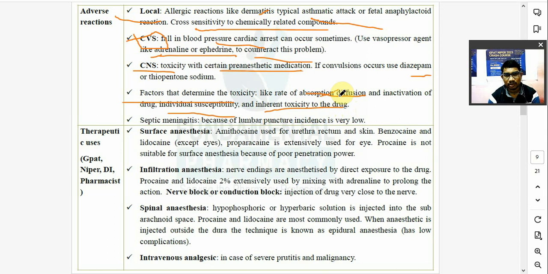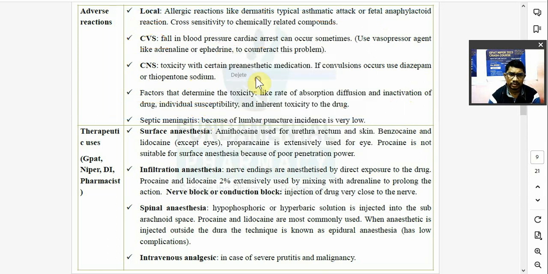If absorption is very high, there will be toxicity; if inactivation is very high, toxicity will be less. If an individual is susceptible, toxicity will be higher. So toxicity depends on absorption, metabolism, and individual susceptibility. Then septic meningitis because of lumbar puncture, the incidence is very low. When local anesthetics are used for spinal anesthesia, they are given by lumbar puncture needle technique, and at that time septic meningitis can occur.